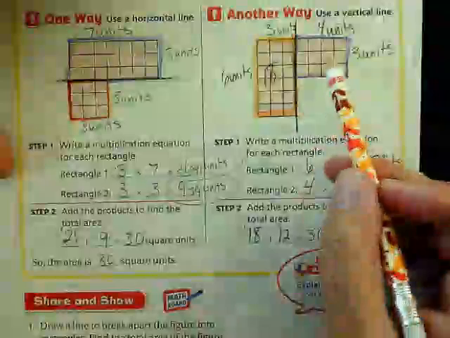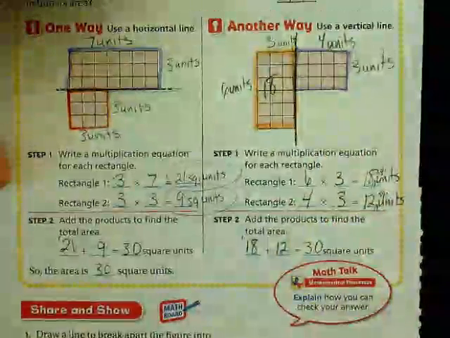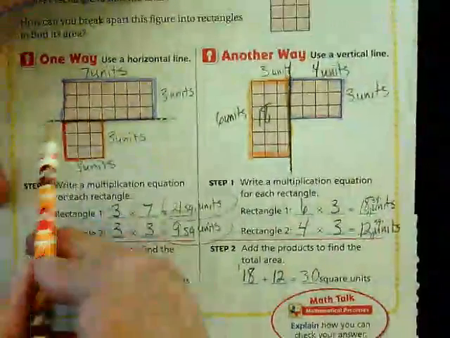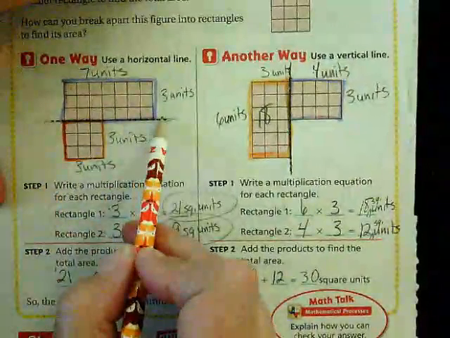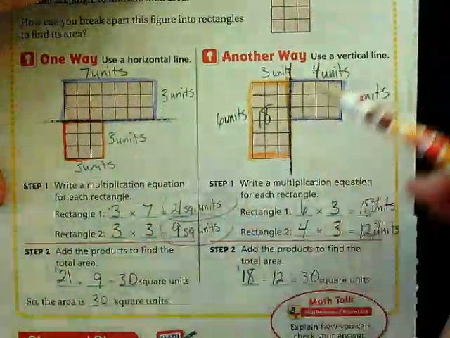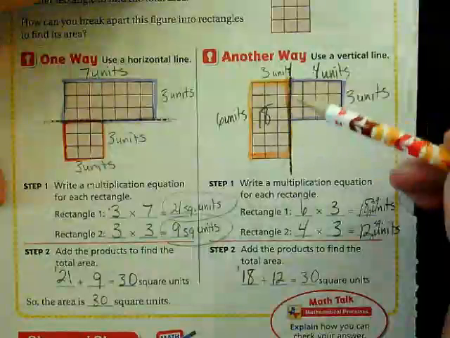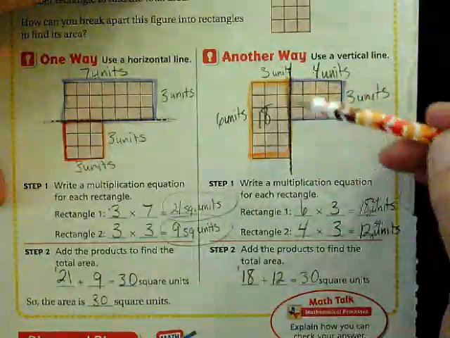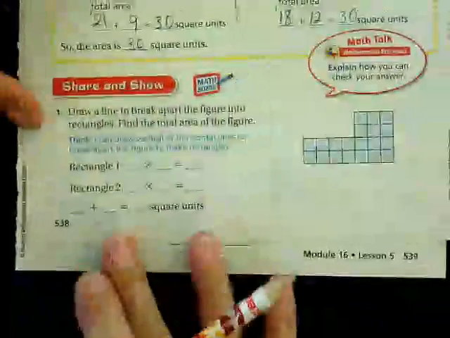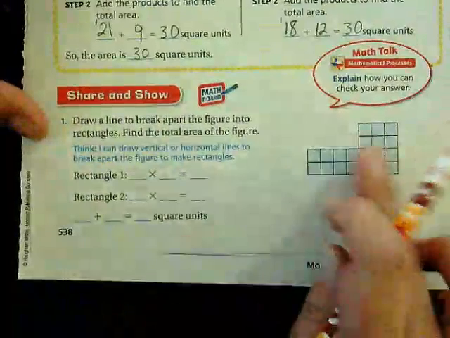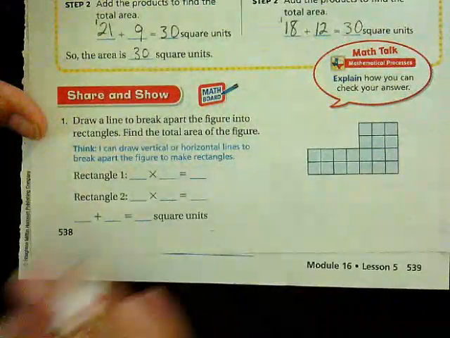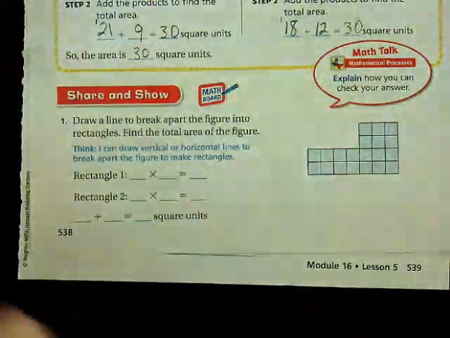So this figure is still 30 square units, but there are two different ways that we could have gotten there using the distributive property. We could have drawn a horizontal line where the bigger rectangle meets the smaller one, or we could have drawn a vertical line where the larger rectangle meets the smaller rectangle. Okay, now it's your turn to practice. I want you to try this one on your own and then watch the video for Check Your Work to make sure that you've done it correctly.